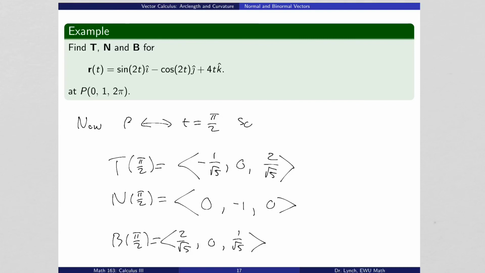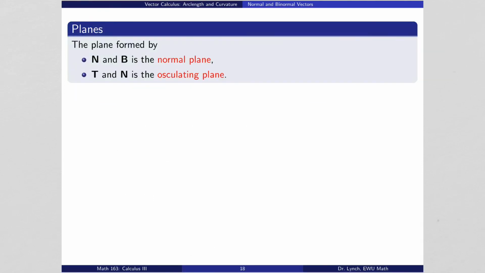So the point P corresponds to the parameterization value of pi over 2. And if we plug in that parameterization value to our vectors T, N, and B, we end up with these 3 vectors. And it's quick to see that they're all unit vectors, and it's also quick to see that they're orthogonal. Okay, so go ahead and talk about the planes.